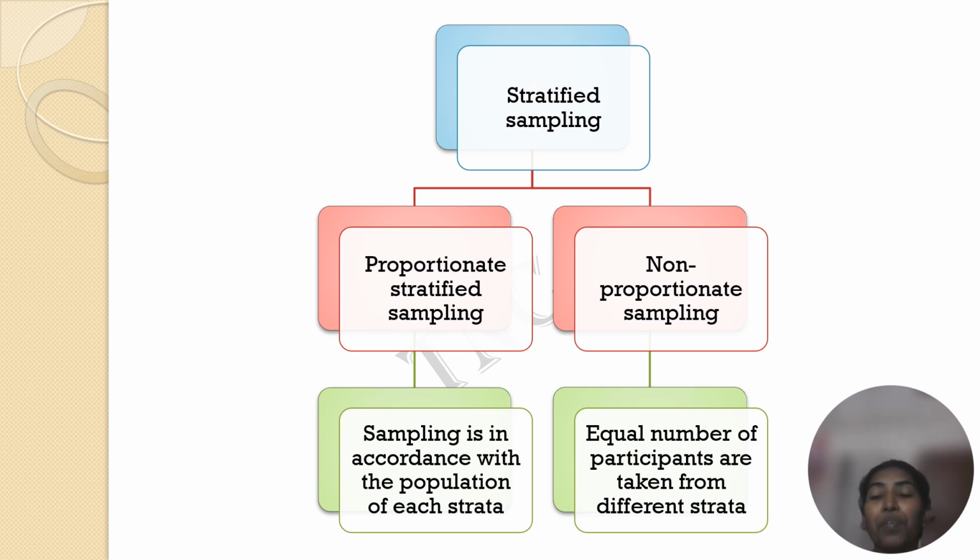So if the collection of sample is in accordance with the population size, then it is proportionate stratified sampling. If the sample size is not in accordance with the population size of the different strata, then it is non-proportionate stratified sampling.